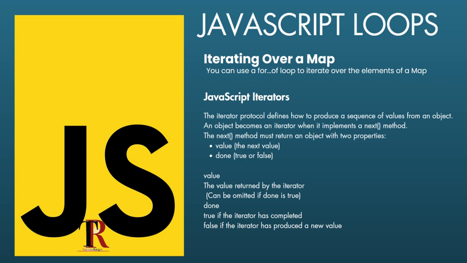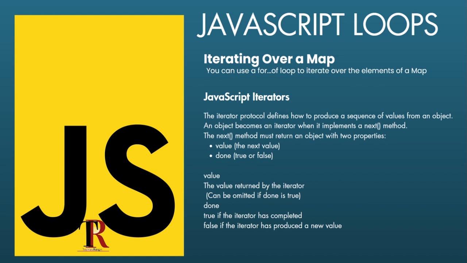In the previous lesson, we talked about how you can iterate over set elements, and we talked about the fact that sets don't use indexes like arrays. So, moving on from that, we are going to look at how we can iterate over a map object. You can use a for-of loop to iterate over the elements of a map.